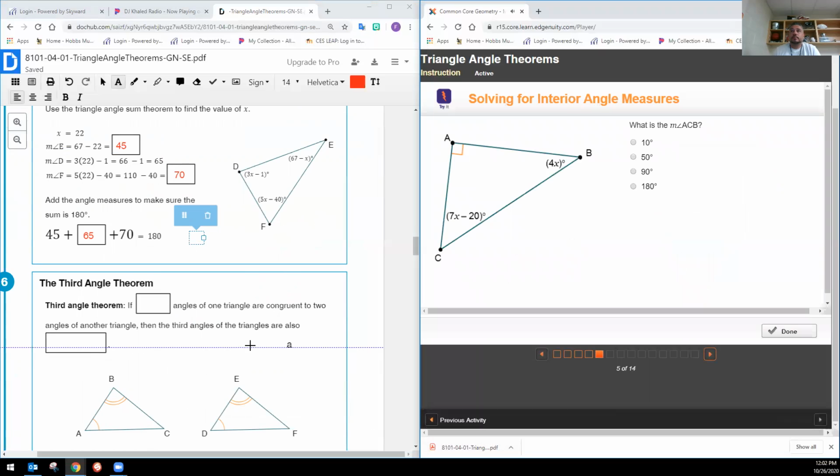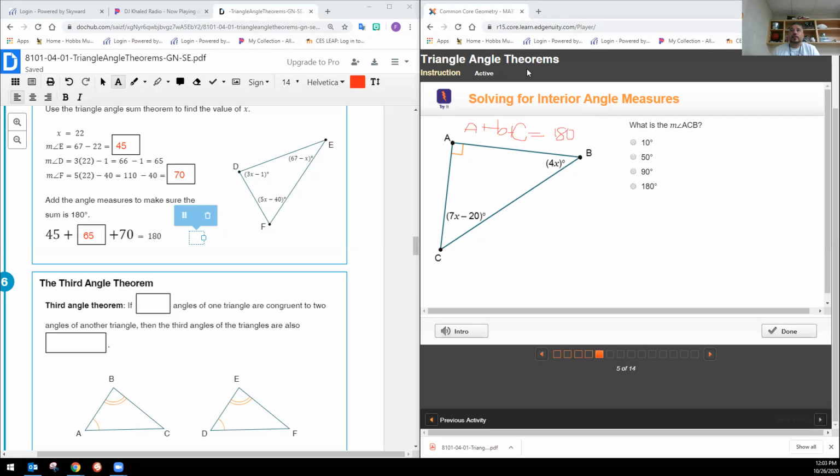Determine the angle measure of angle ACB. Okay, so I have to annotate this to find out. This we know is a right angle, which is 90 degrees. So if this is 90, angle A plus B plus C is equal to 180.